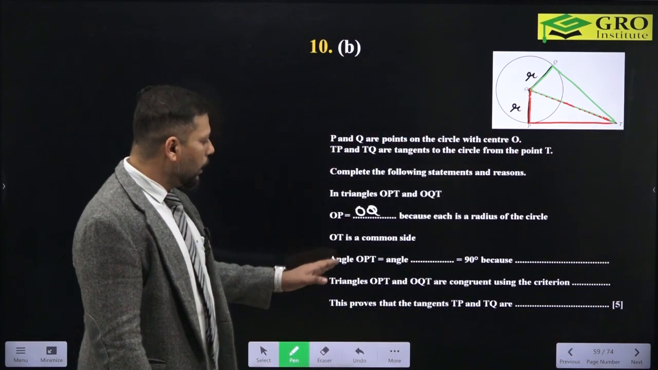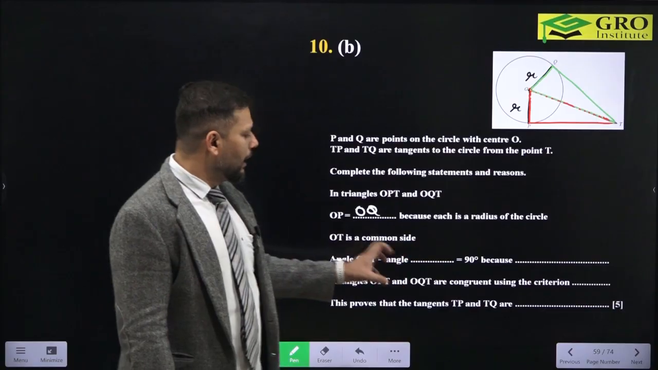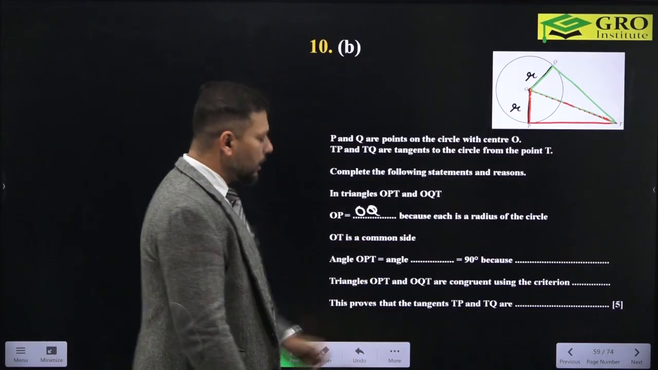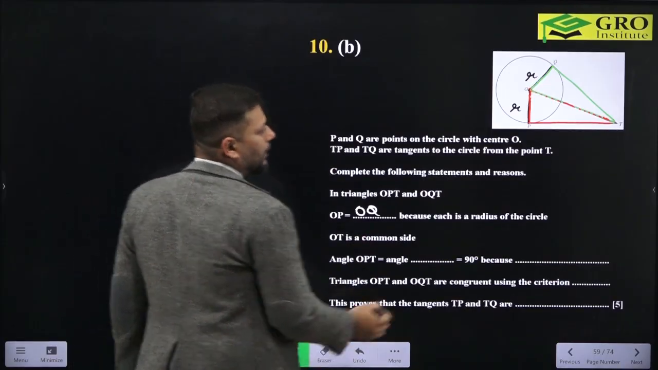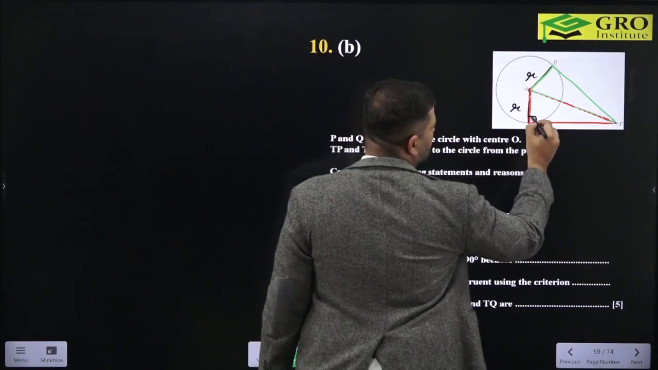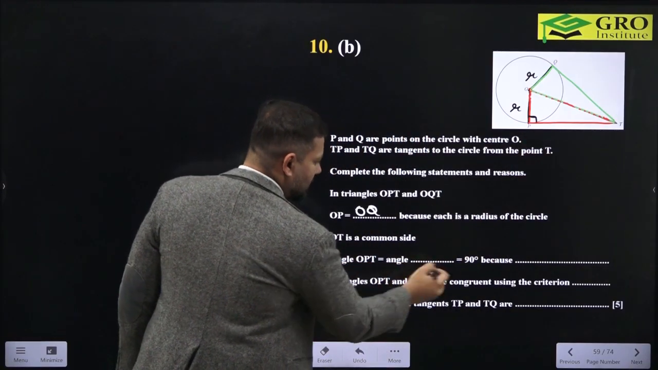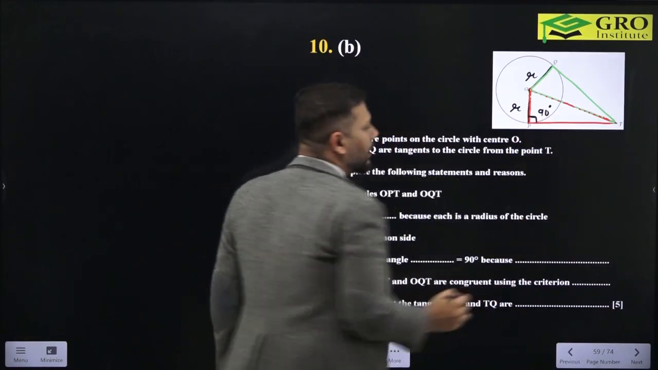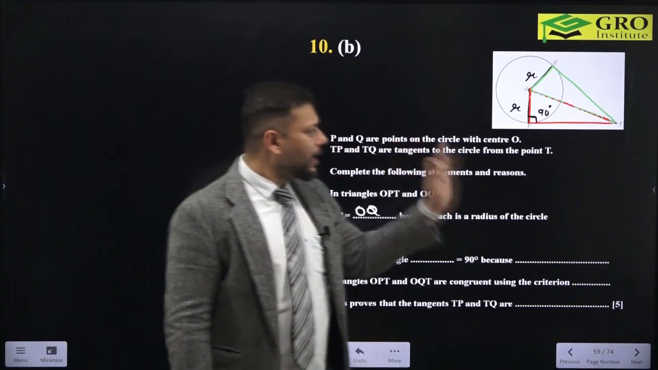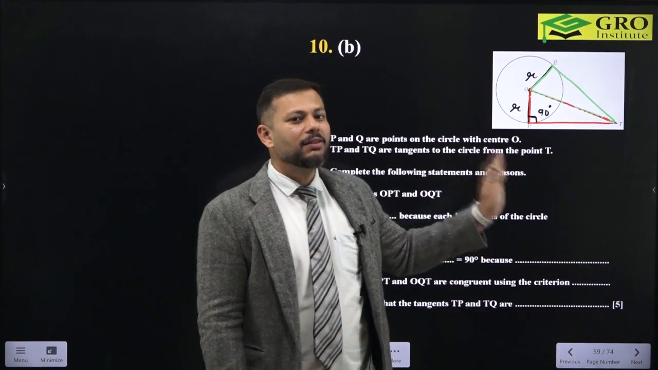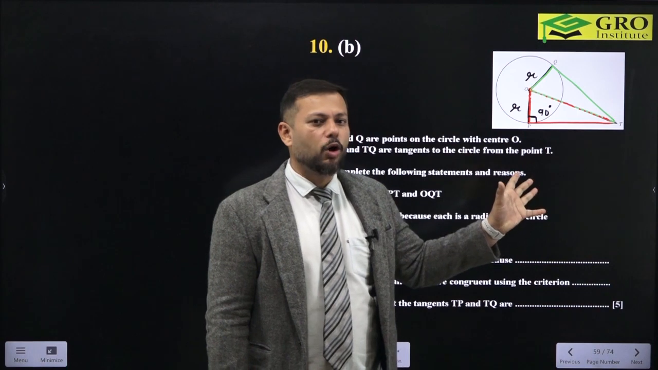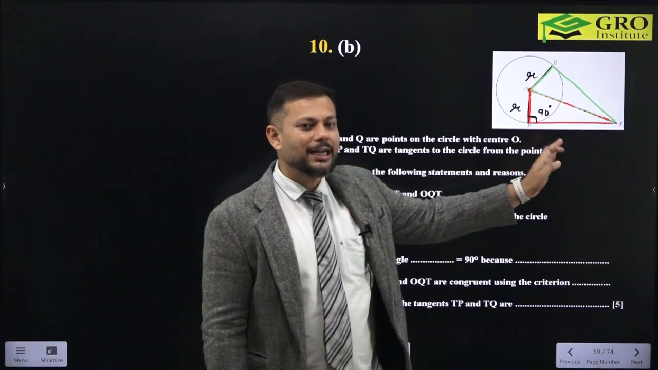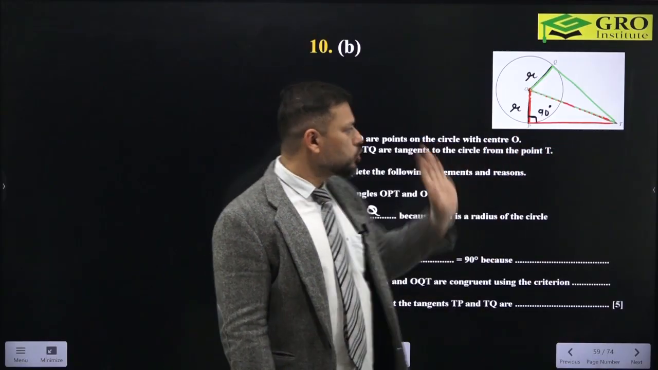So now angle OPT is equal to angle, we have to find out which angle, and that is equal to 90 degree because, so let us first analyze that as well. Angle OPT is 90 degree. We are being given, look, OPT is equal to 90 degree. Why? What is the reason? Do we know any reason? Yes, we know that the angle formed by the radius and the tangent at the point of contact is always 90 degree, or I should say radius is perpendicular to the tangent at the point of contact. So definitely it is going to be 90 degree.